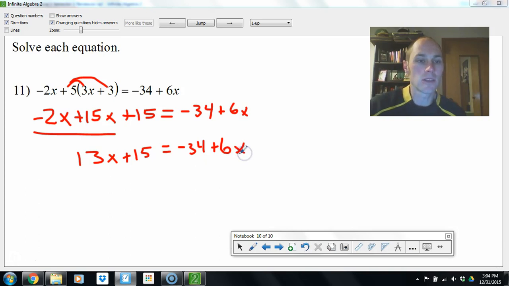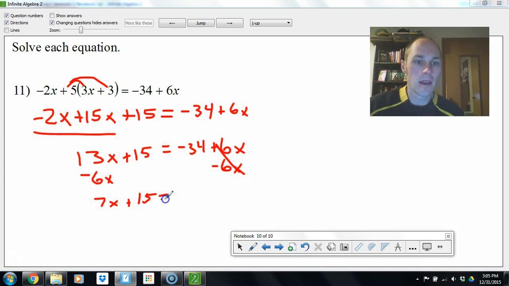Next, I need to get x terms alone on one side. So I'm going to subtract 6x to get the x's on the left side of the equation. Keep in mind there's more than one way to solve an equation, so maybe you did it a different way. This is just one of the ways that I'm showing. And I have negative 34 left on the right side of the equation.